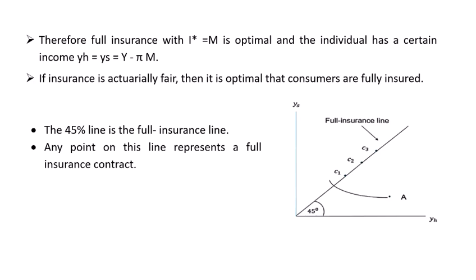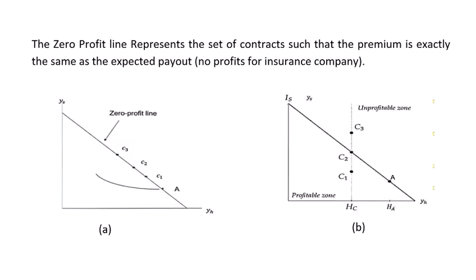The 45-degree line represents full insurance where income is equal in both states. The zero profit line shows all contracts where premiums equal expected payouts. Contracts below this line bring profit to insurers, while contracts above it bring losses and will not be offered. The feasible contracts lie in the wedge where both consumer and insurer are satisfied.